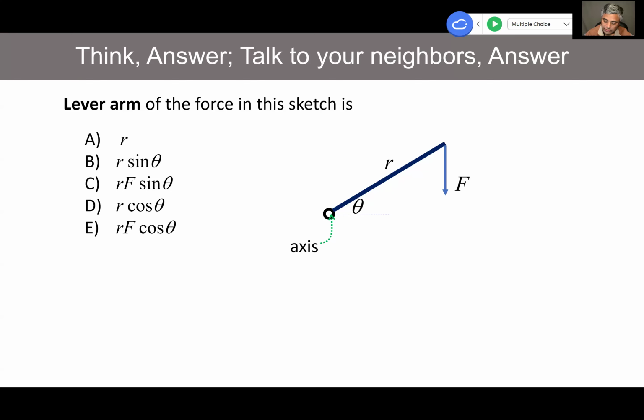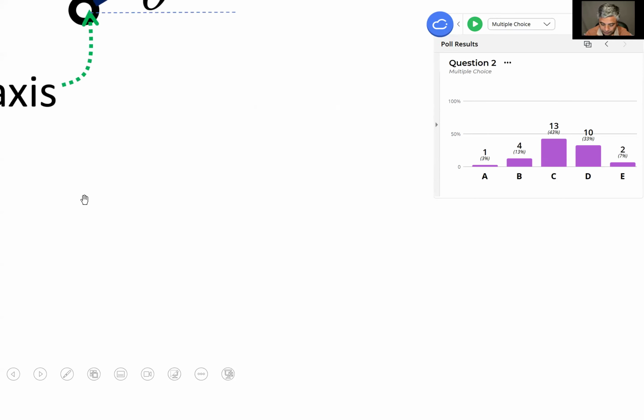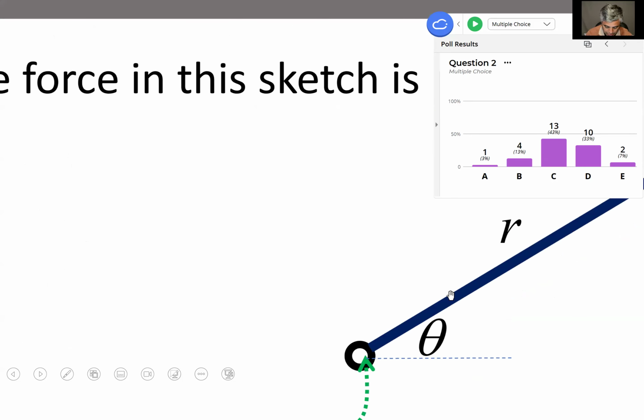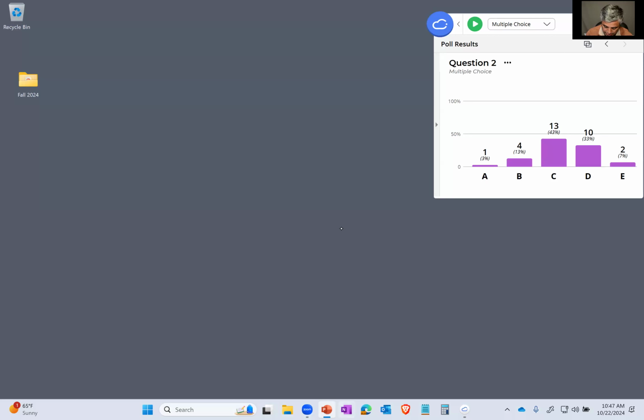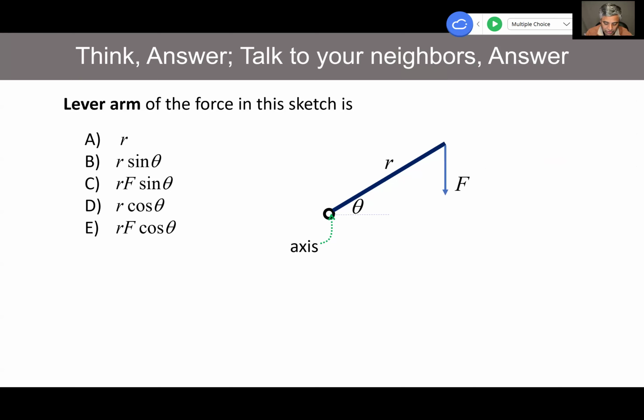Let's see what we got here. Mostly C. Of course, it's R sine theta always, right? So in this case, we are looking for just the lever arm. We don't need torque. Torque is lever arm times F, so without force is the lever arm. Lever arm is a distance, so there's not going to be force in it. Anything that has force in it is incorrect.